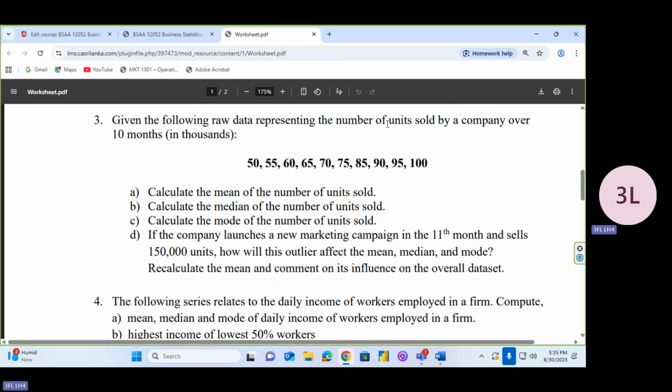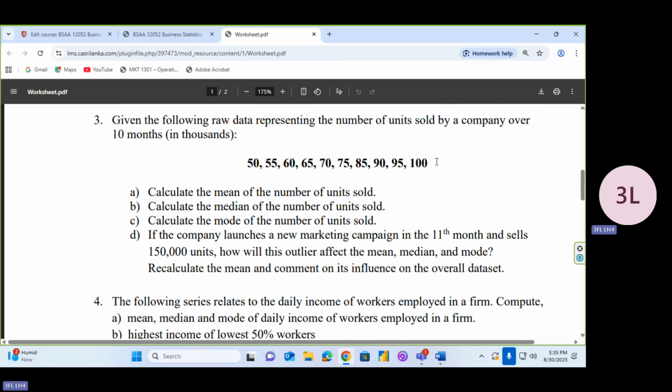Mode has no change. Then median and mean. Mean can be changed, no? Then what is the new mean value? Then the median is 75. Why? Now 11 observations are there. Then the median is the sixth term. Okay, then 75 is the median. Then comment on its influence on the overall data set.